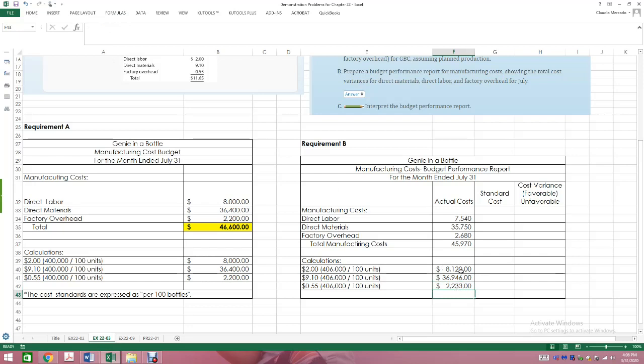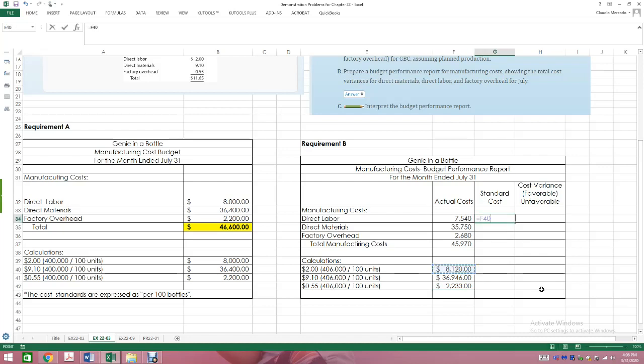So if I were to manufacture 406,000 bottles, remember every case of bottles is per 100 units, and I spend $2 per 100 units. This is how much I would spend. Same calculations as before. The only thing that changes is the quantity. Now we are manufacturing 406,000. So I'm going to put those costs here.